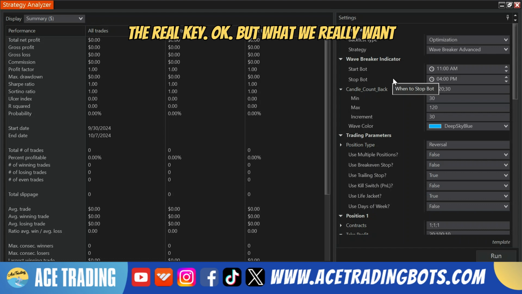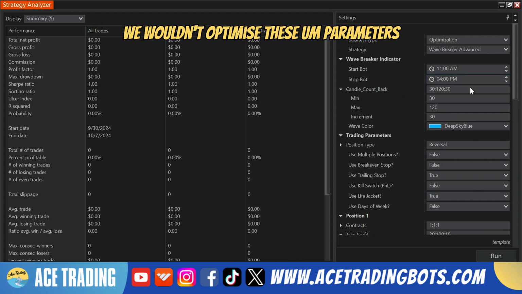Okay, but what we really want to look at is, obviously we want to optimize these parameters over here, but what we really want to look at is the number of trades that we're doing.